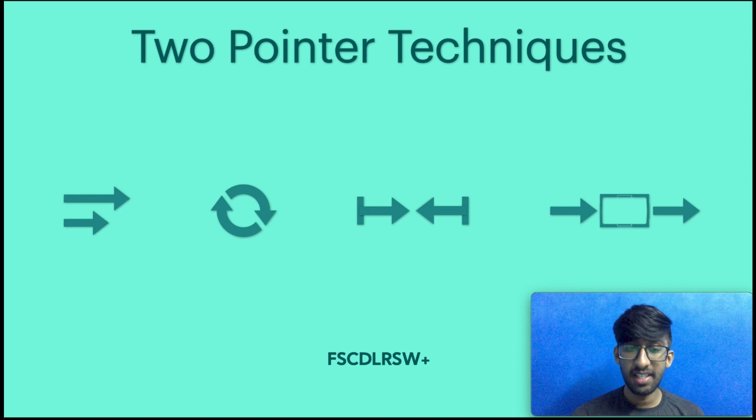Some of the subcategories are fast and slow pointers, cycle detection, which is an application of fast and slow pointers, left and right boundary based two pointers, and sliding window. Sliding window is a vast topic in itself, so we'll be covering that in the future. We'll explore everything else in detail in the forthcoming weeks.